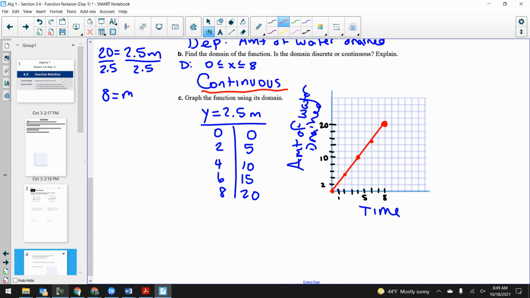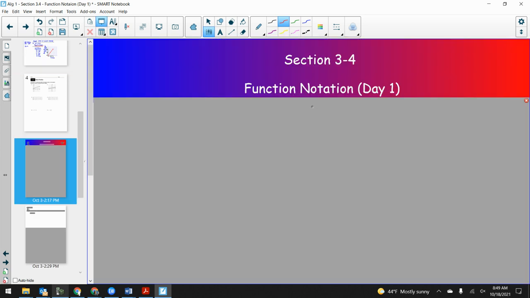All right. Let's take a look here. Here's my section 3-4 day 1 notes. This is all about function notation. You know how in our first couple sections we were talking more about the application of these things? Like, what is the independent variable? What is the dependent variable? What does it mean to be continuous and discrete? Graphing word problems and things like that. Today is more about the math side of things, okay?